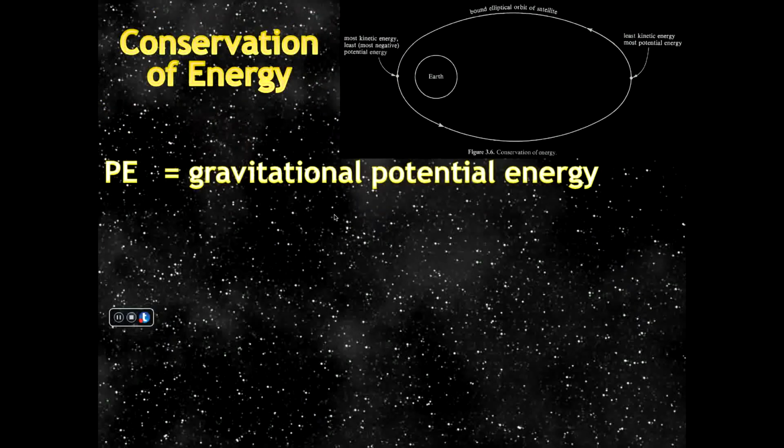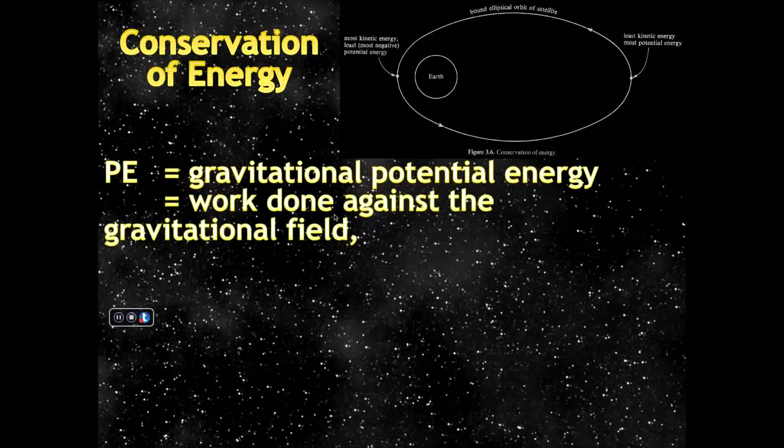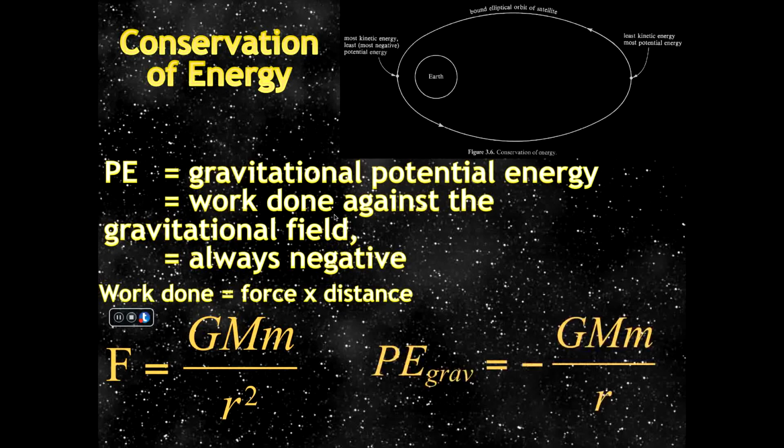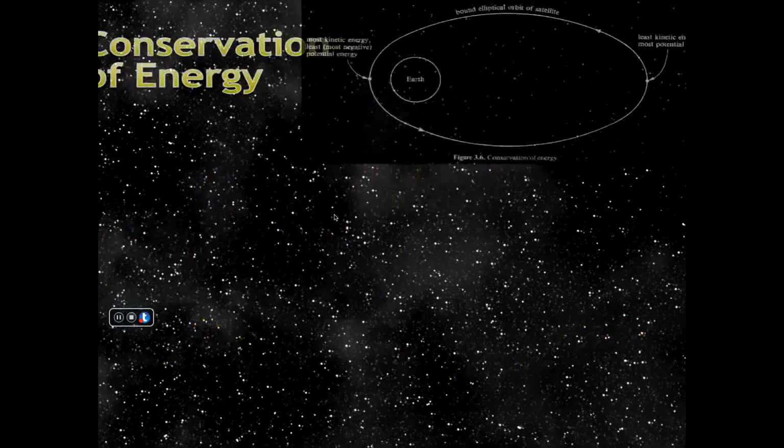So we have this conservation of energy. We have potential energy, which is the work done against the gravitational field and is always negative. And work done is basically force times distance. So we have a force acting on the object that's orbiting, which is given by gravity, so it's F equals GMm over r squared. And so our gravitational potential energy is just F times r, where r is our radius vector, and so it's GMm over r.